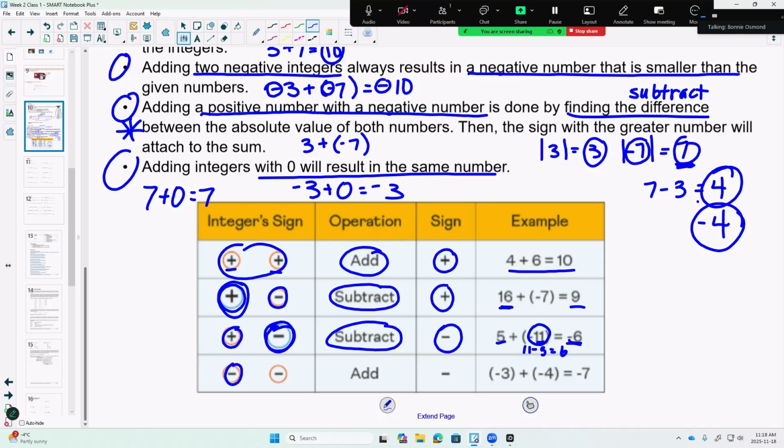If both of the integers that you are adding are negative, you're just going to add the numbers together. Because they're both negative, your answer is going to be negative. So negative 3 plus a negative 4 will give you a negative 7.